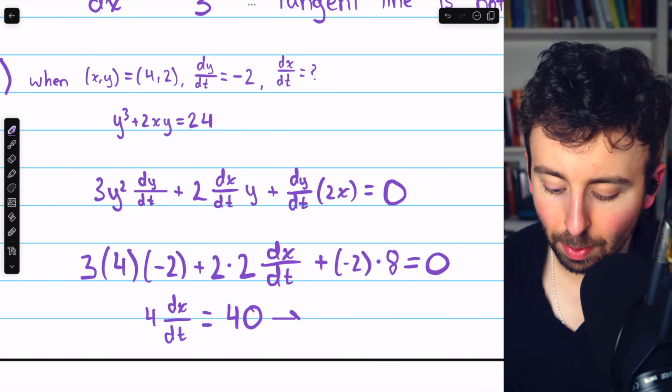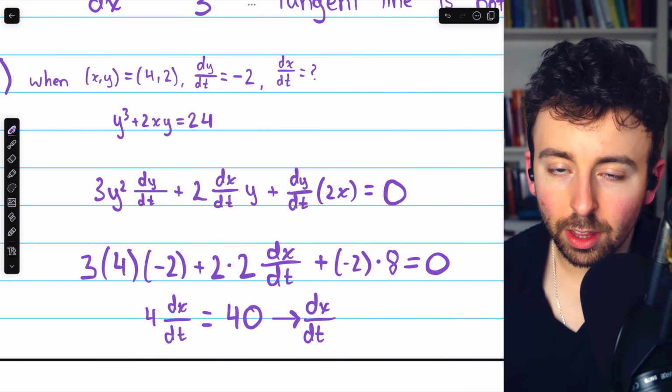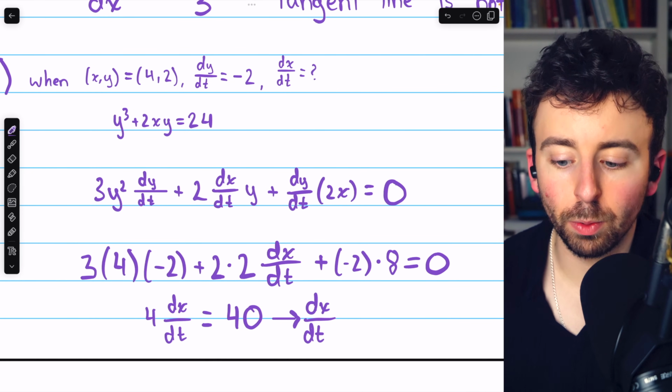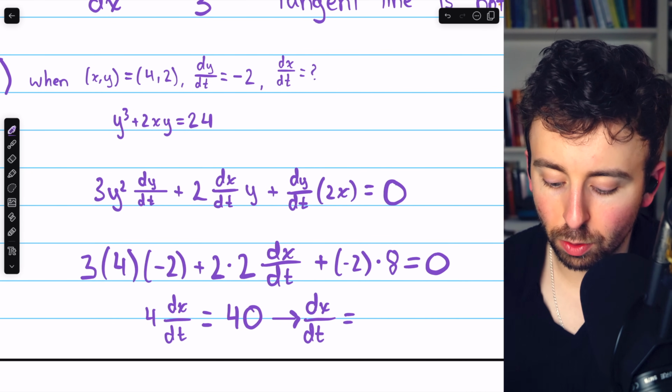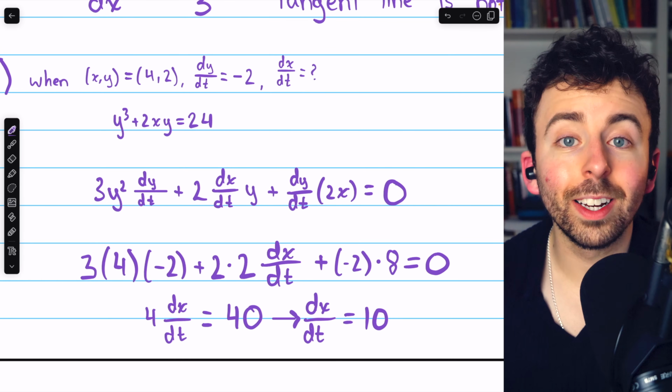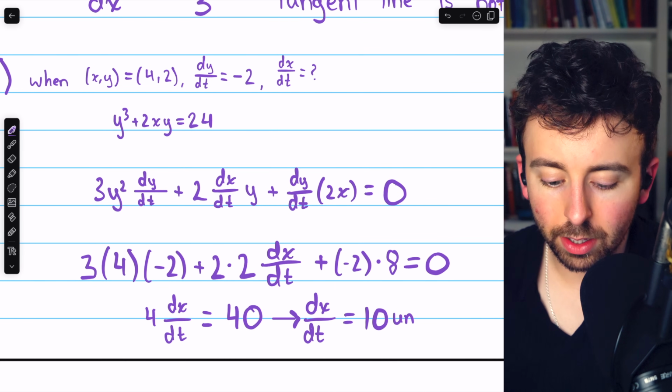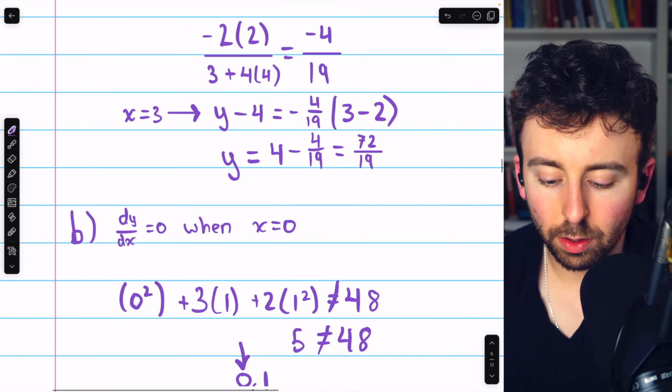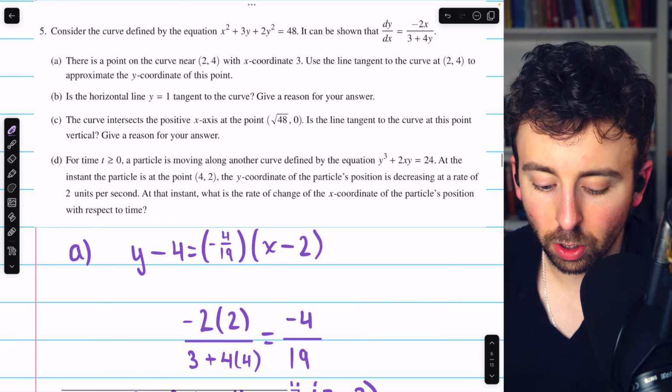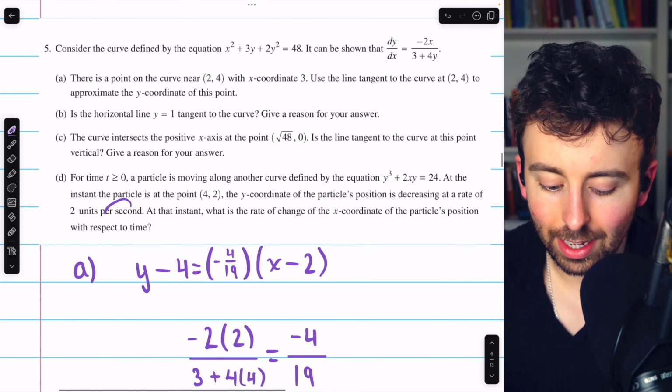Thus, dividing both sides by 4, we arrive at the answer. dx/dt, the rate of change of the particle's x position with respect to time, is equal to 40 divided by 4, or 10. And if you want to include units, we were not given a unit for the distance, but we were told that t is in seconds.